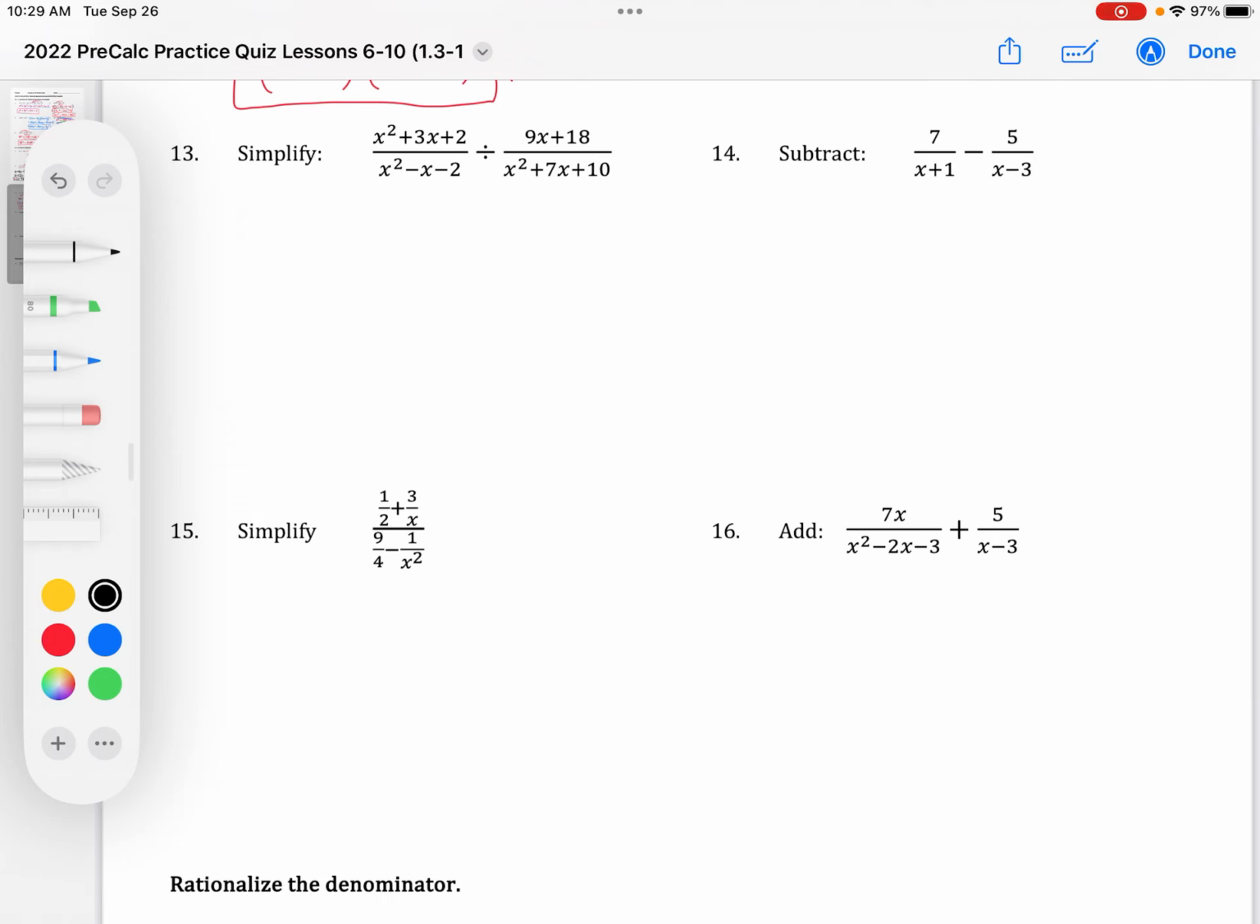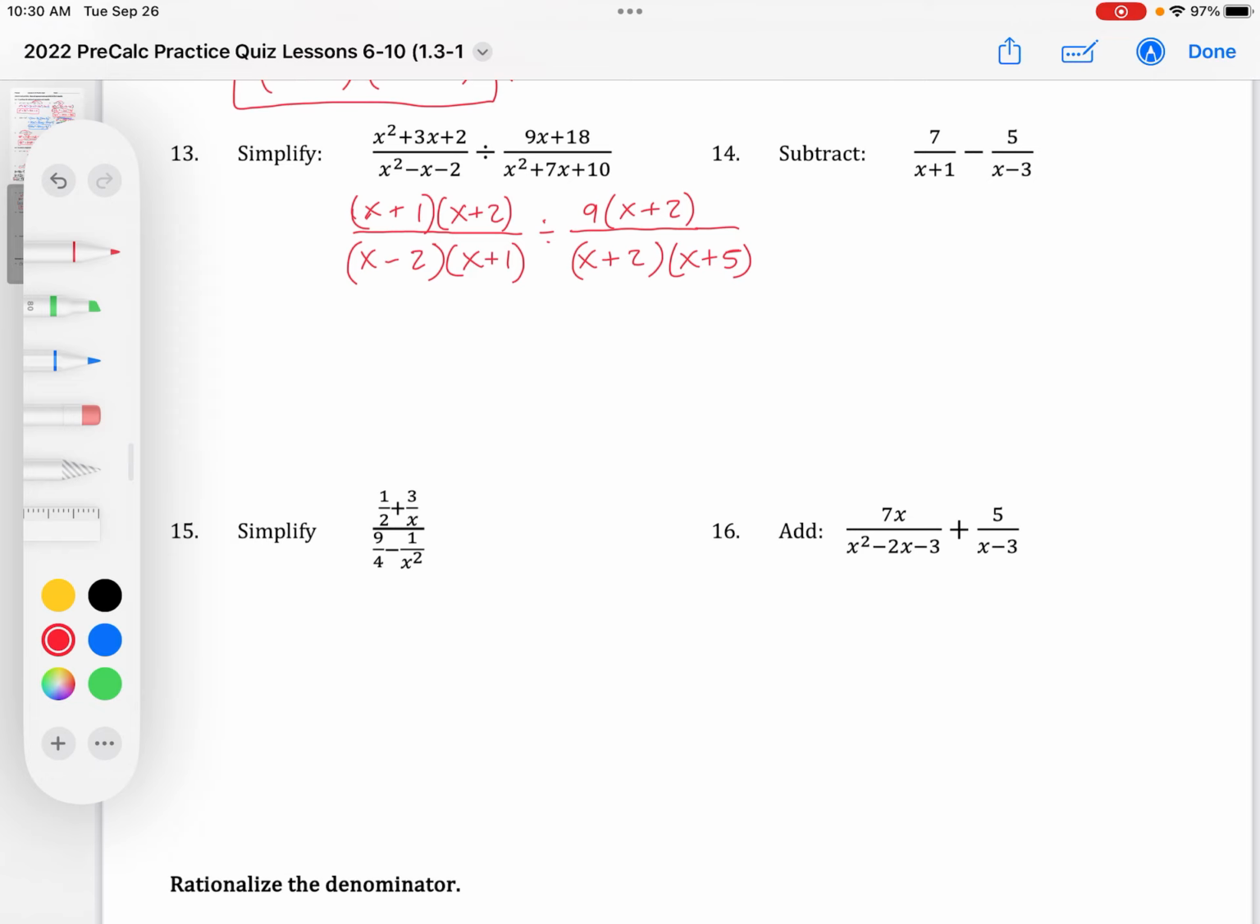All right, 13, we got a lot of factoring to do first. So we're going to factor every piece. The first numerator you can factor into x plus 1 times x plus 2. And then the denominator is going to be x minus 2 and x plus 1. And then divided by, we could take a 9 out of the top. So this is 9 times x plus 2. And then in the bottom, we have x plus 2 times x plus 5. All right. So now everything's factored.